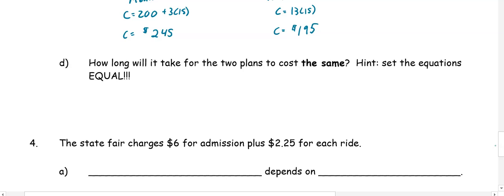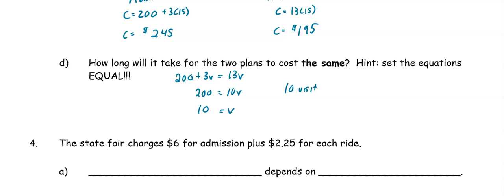How long would it take for the 2 plans to have the same cost? So because they're going to have the same cost, we're going to set them equal to find the number of visits. So 200 plus 3V is equal to 13V. We can subtract 3V, so 200 equals 10V. So V is 10. So we have 10 visits that means they're going to be the same. So before that, one plan is going to be cheaper, and then after 10 visits, the other plan is going to turn and be cheaper. So it just depends on how many visits you want.